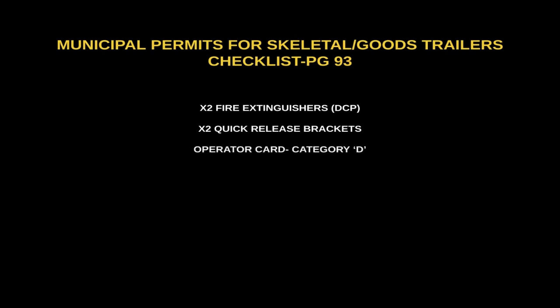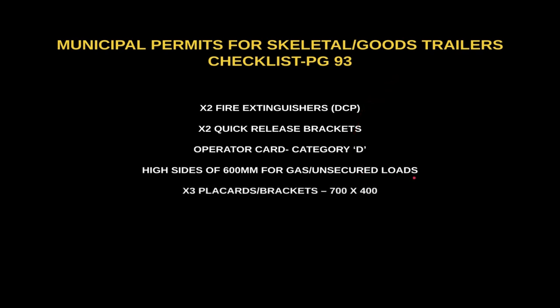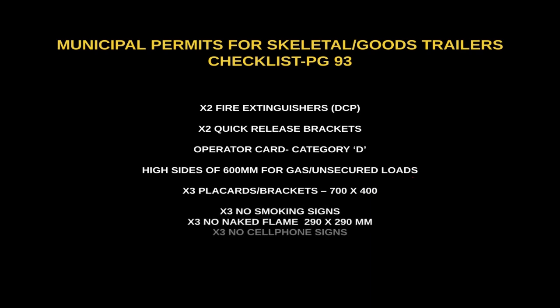So, municipal permits for skeletal goods or trailers checklist. Again, 2 fire extinguishers, dry chemical powder, 2 quick release brackets, an operator card for category D, a height of 60 centimeters or 600 millimeters for gas or unsecured loads, in other words, for open vehicles. 3 placard brackets, 3 no smoking signs, no naked flames, and no cell phone signs, 3 on each side.